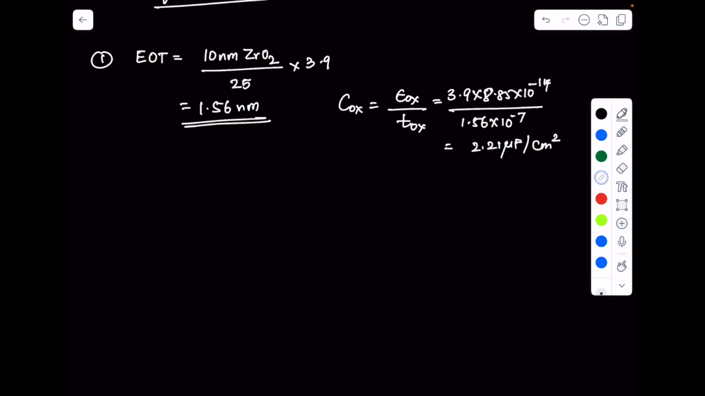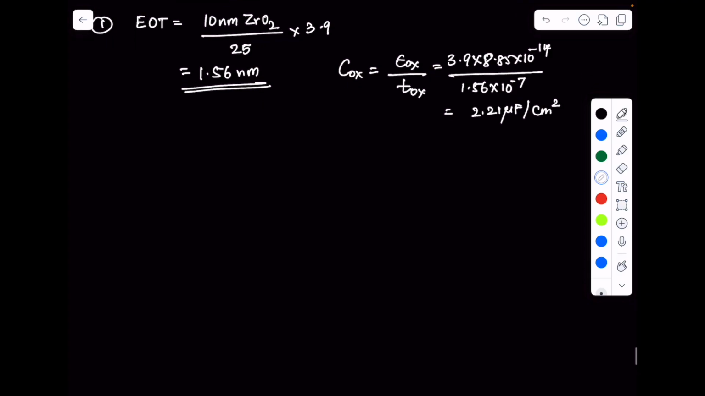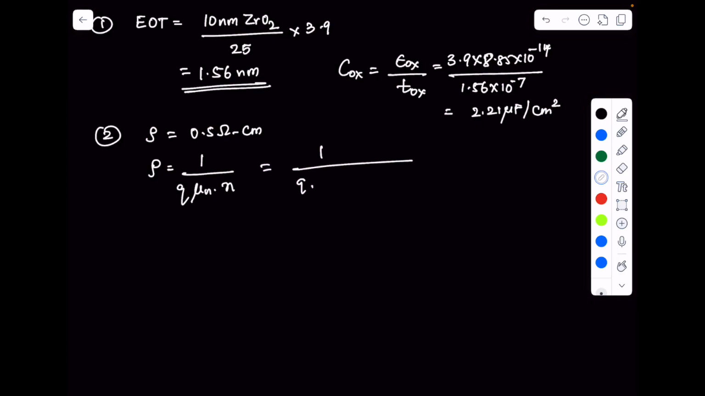Now I need to calculate long channel Vt. To calculate long channel Vt, I need to know the doping concentration of the substrate. And so what am I given? I'm not given the doping concentration, I'm given the resistivity, which is 0.5 ohm centimeter. So resistivity is 1 by Q times mu n times n. Now here you see that this mu is a function of doping, so this can be written as 1 by Q into 2000 by 1 plus Na by 10 power 17 into Na, right, by Q.